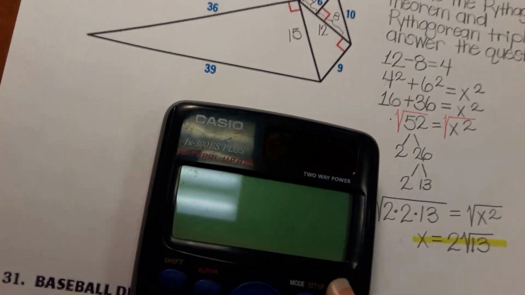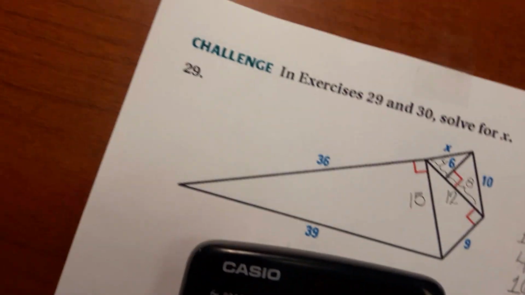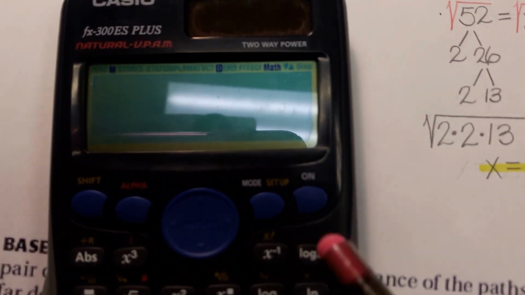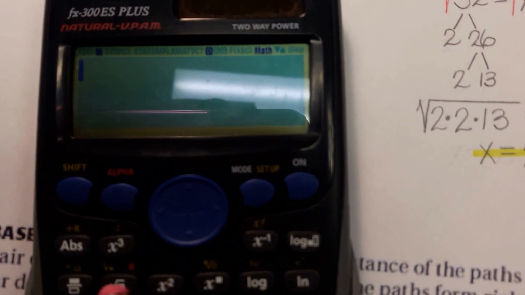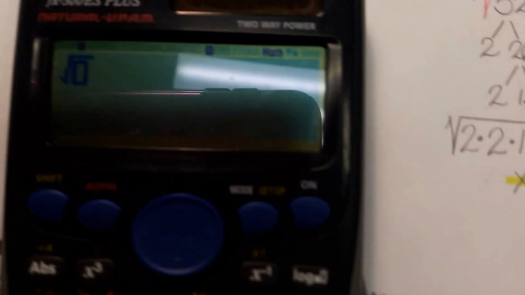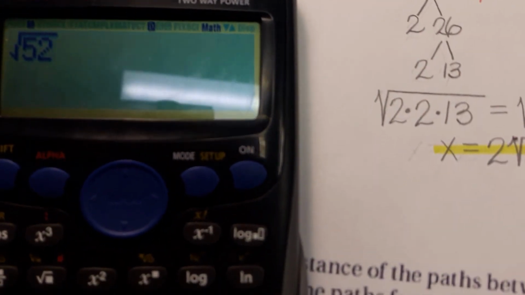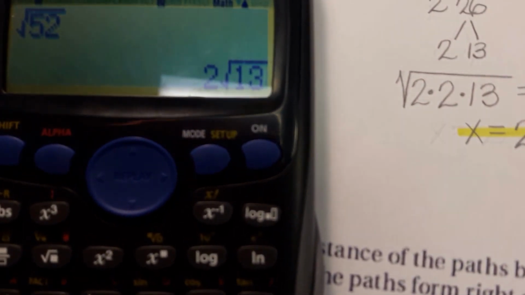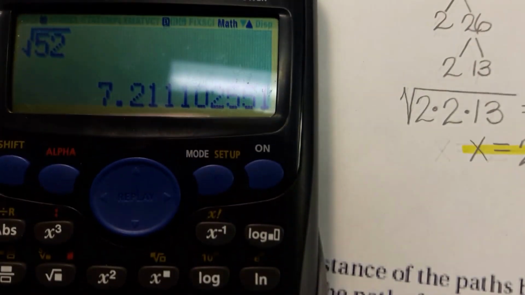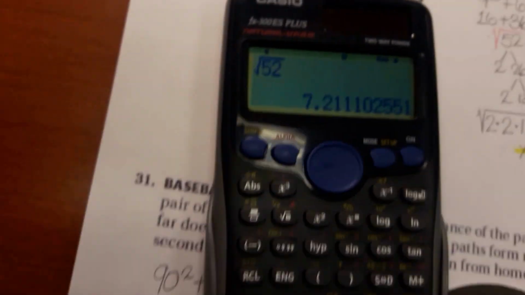Going back to the Casio, because the question says we want to solve for x, I want to show it to you in radical form as well. We're going to say square root, type in 52, and it gives it to me in radical form, which is 2 square root 13. Again, you hit SD if you want to look at the decimal form.